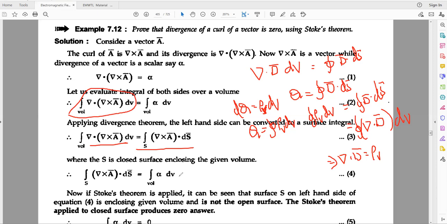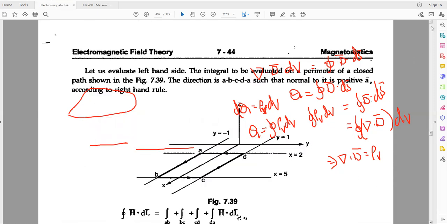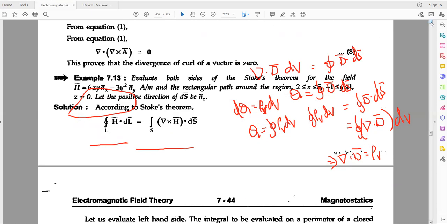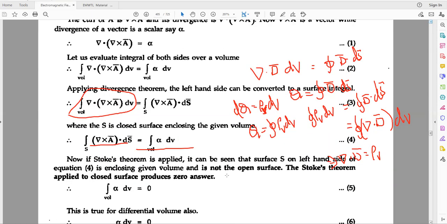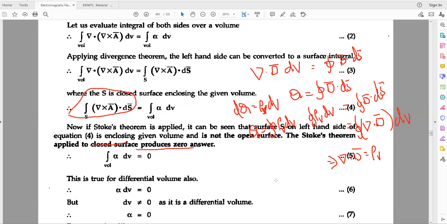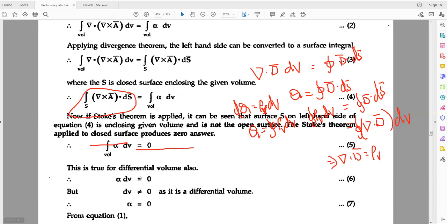Now if the Stokes theorem is applied, it can be seen that the surface on the left hand side of equation 4 is enclosing the volume and is not an open surface. Applying the Stokes theorem, the closed surface produces 0. So the volume integral of alpha into dv is equal to 0. Whenever it is converted into the surface integral, that is a 0 value. Alpha into dv is equal to 0.